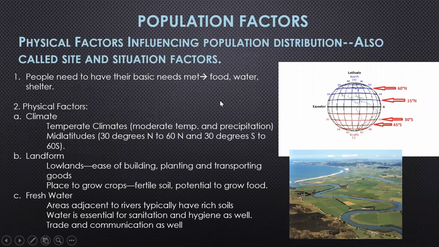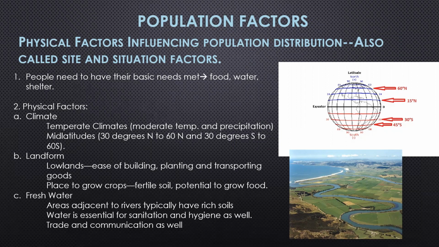So that leads us into our population factors. There are two kinds of factors that determine where people live. The first of these is physical factors, also called site and situation factors. So when people decide where to live, I think one thing needs to be kept in mind: people need to have their basic needs met: food, water, shelter, security. And by looking at physical factors, some of these can be met.